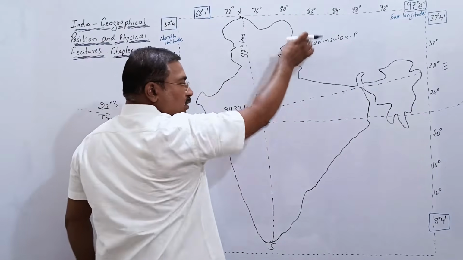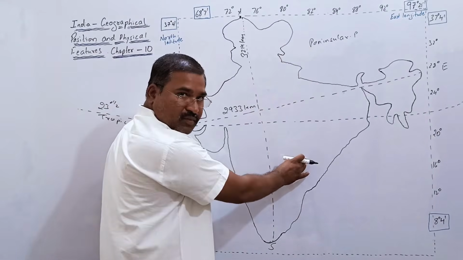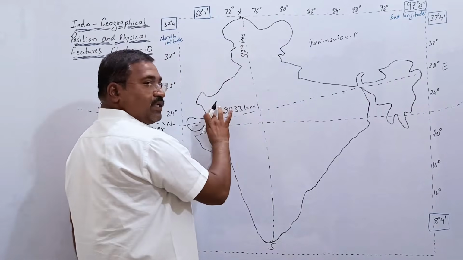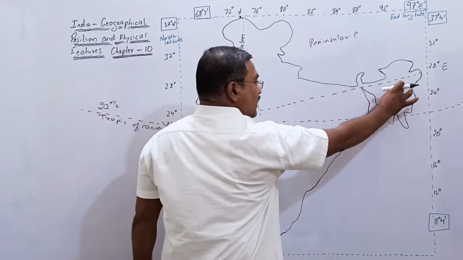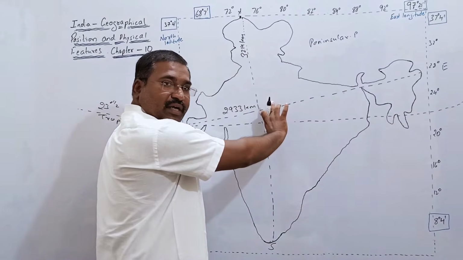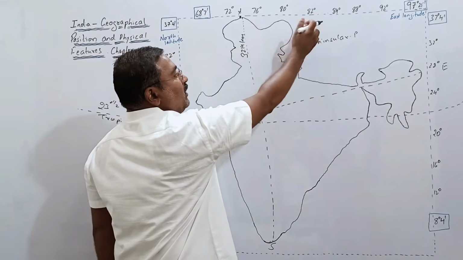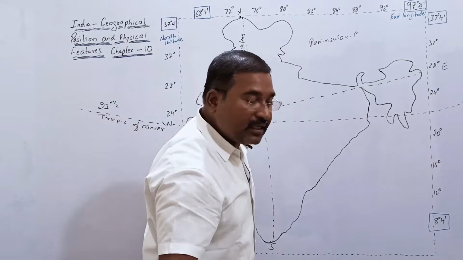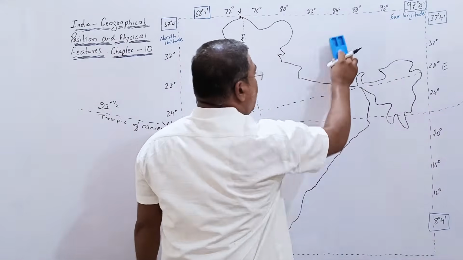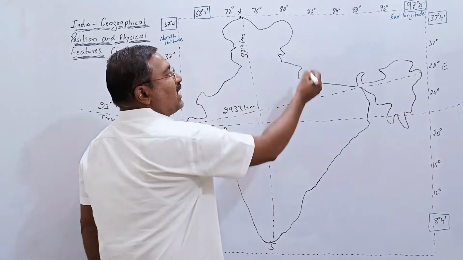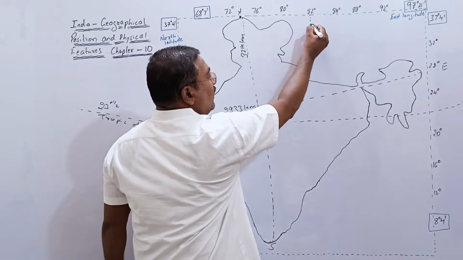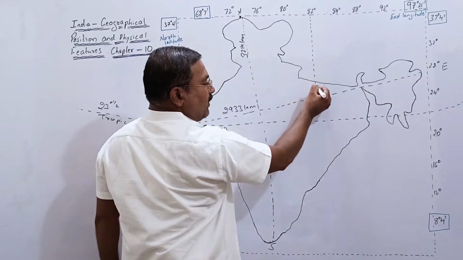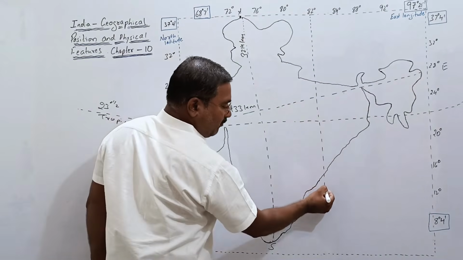To have a proper location of time, with north, west, south, east as the central part of India, we have chosen 82.5 as a central point to have a proper standard time of the country called India. So here it is 82.5.